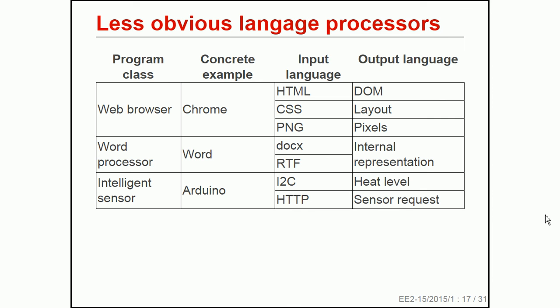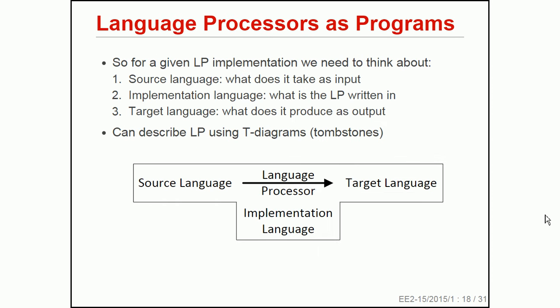a different form of that data. So one thing we can do is think of language processors as programs, and like all programs, we think of them in terms of what they take in, what they produce, and how they're implemented. So these T-diagrams are sometimes a useful way of thinking about it, because we're trying to be explicit about, on the left is the source language that's coming in, on the right is the target language that's being produced.